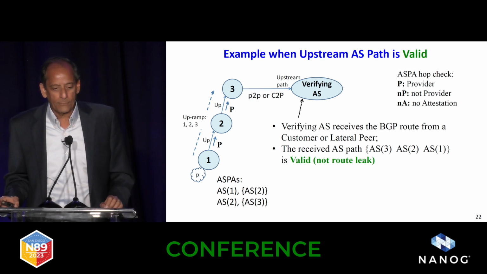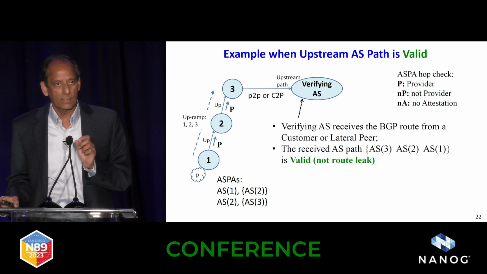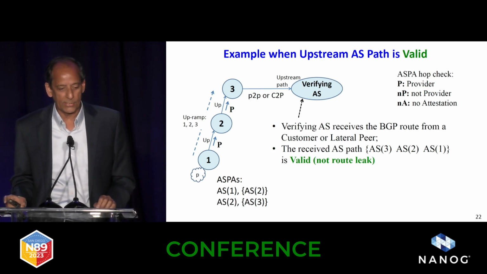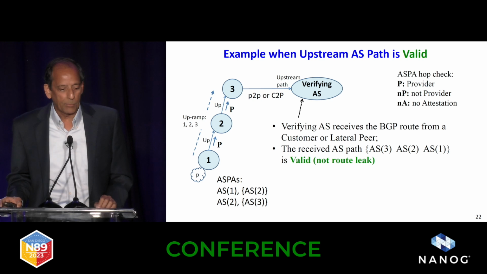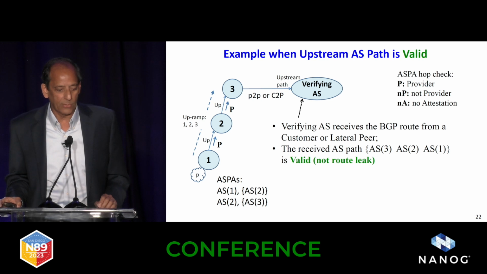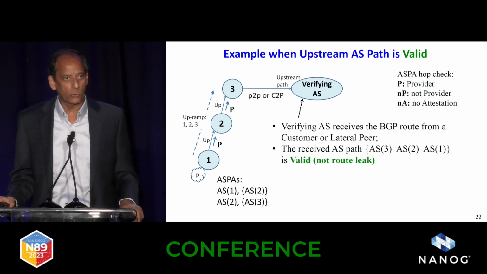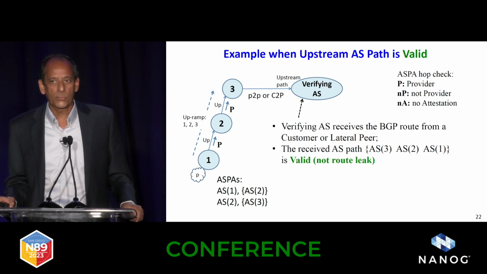So we have two types of verification, one for upstream paths and another one for downstream paths. We call it an upstream path when the update is received from a customer or a lateral peer. So in this case, the verifying AS is receiving it from a lateral peer, and the path is 1 to 2 to 3. If we look at the ASPAs, we make use of the hop check function that we just defined, and we determine the hop check function for 1 to 2 and 2 to 3. And if each of these hops checks out to be a provider, then the path is route leak free, it is valid.